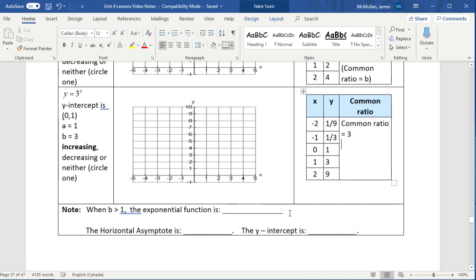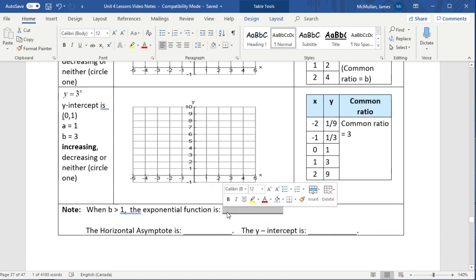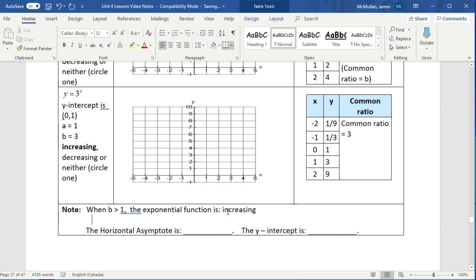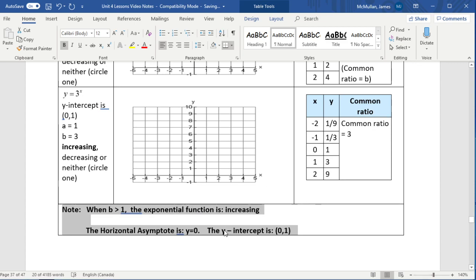So when b is greater than 1, the exponential function is always increasing. The horizontal asymptote is always y equals 0. And the y-intercept is always 0, 1. Okay, so this is really helpful down here, right? All of this stuff always holds true.